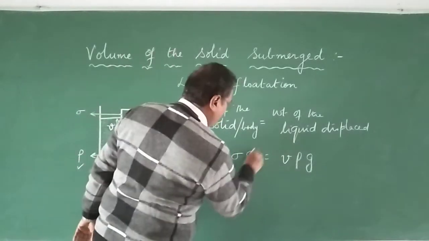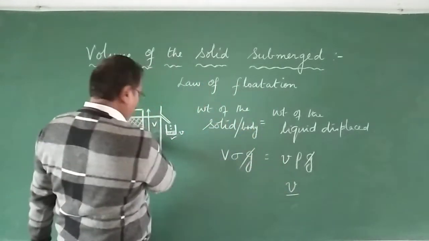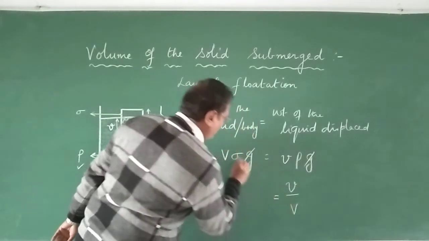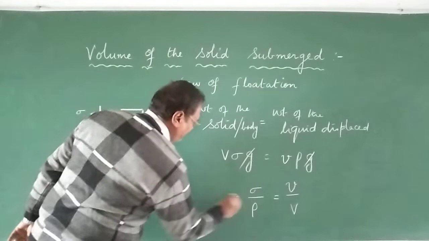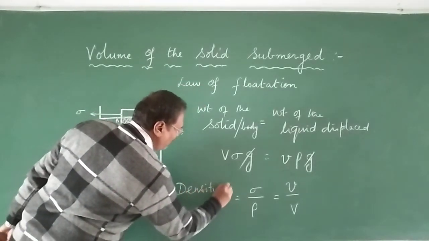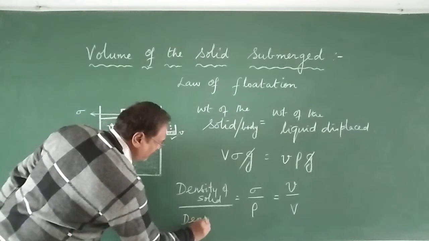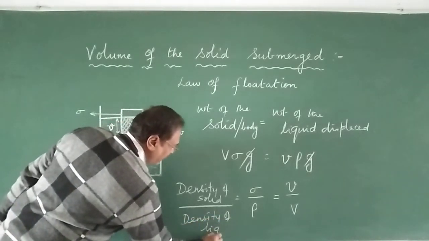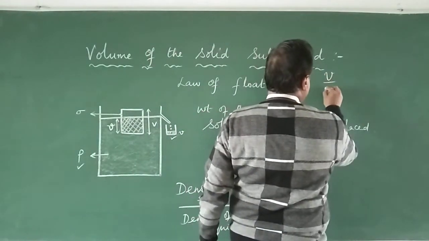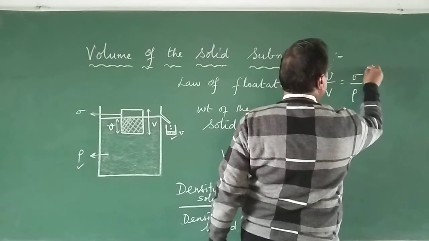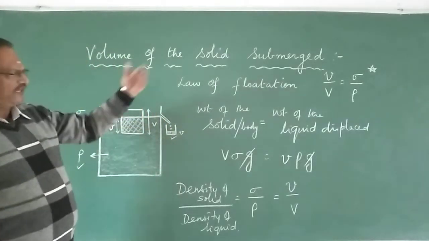We will do one thing here. g gets cancelled, right? We will take the formula: volume submerged divided by the total volume is equal to sigma divided by rho. What is this sigma upon rho? This is nothing but the density of the solid which is floating, and the density of the liquid. So we can easily use this formula to solve problems. v upon V is equal to sigma upon rho. This is the formula we can use to find out how much volume is submerged, and we can also calculate many other things.